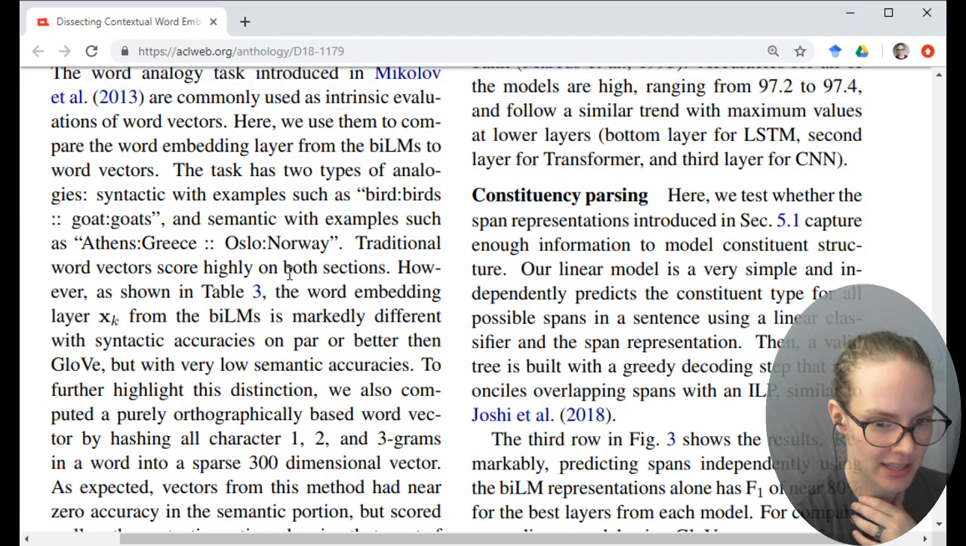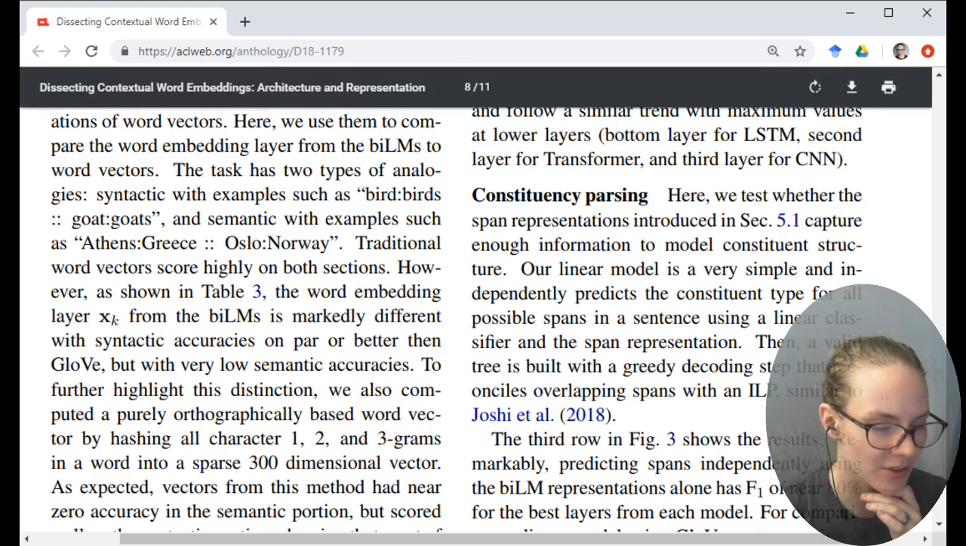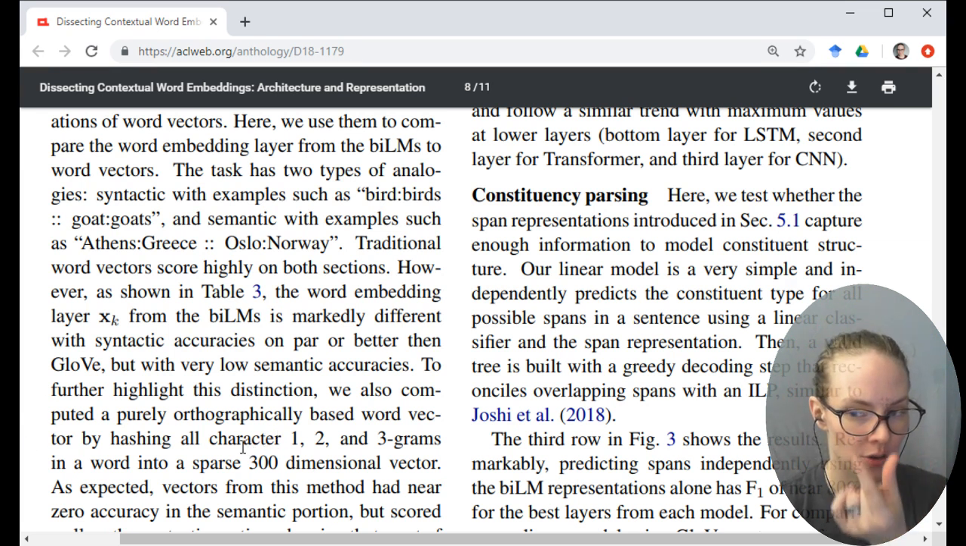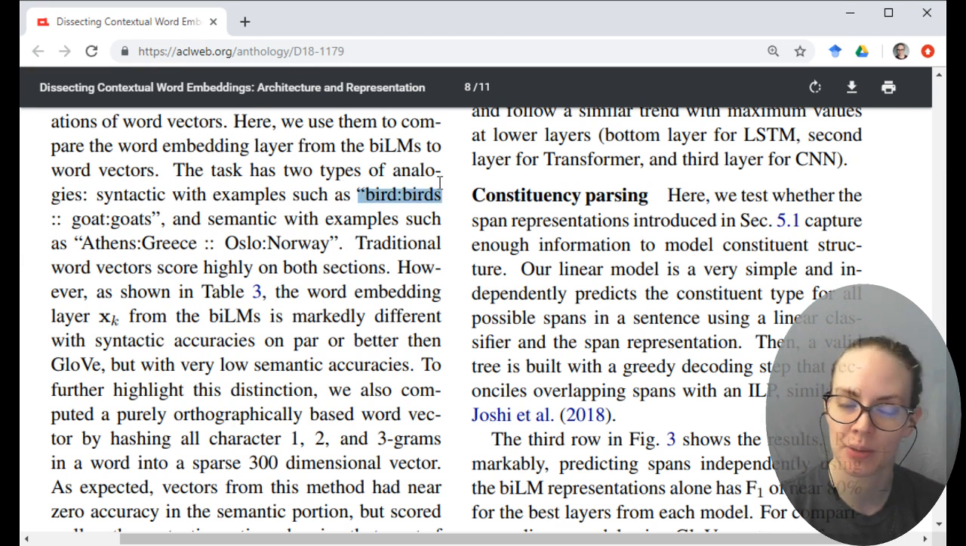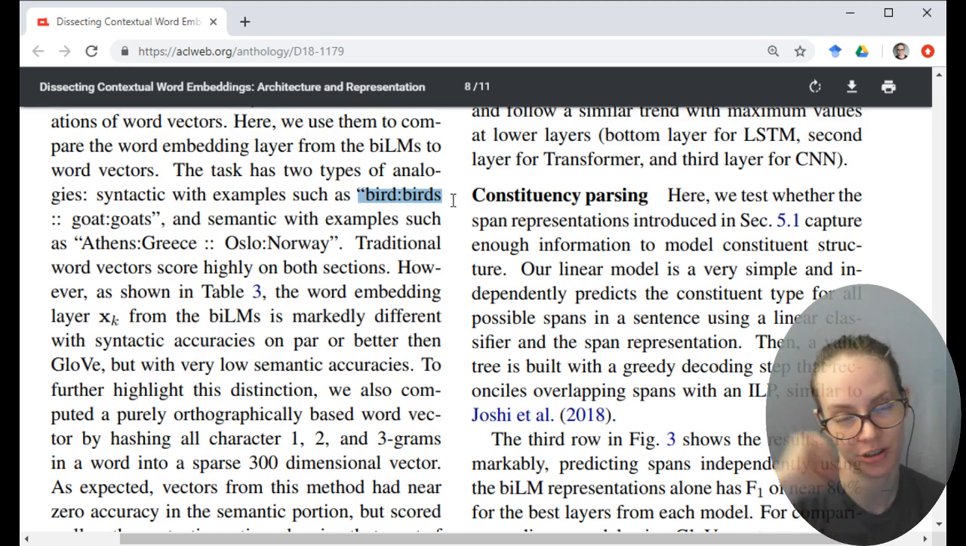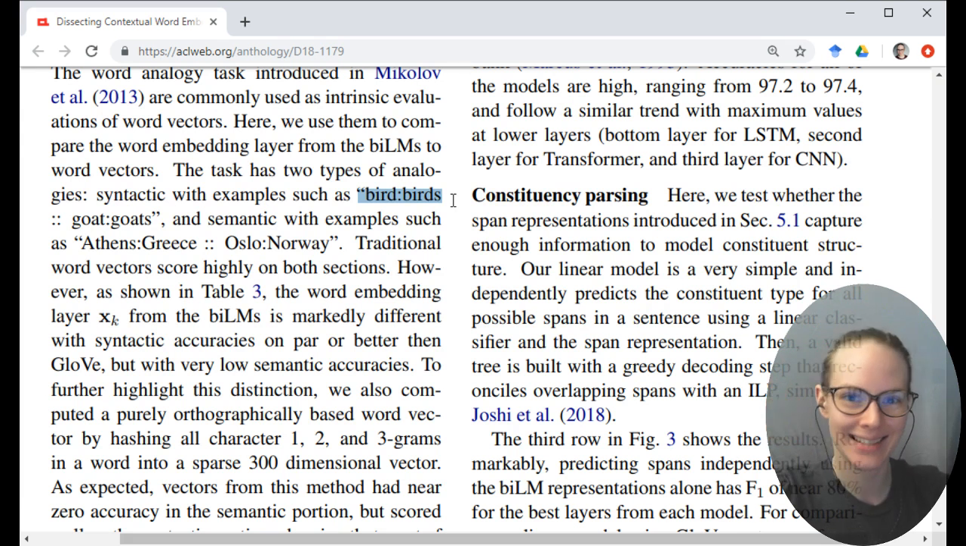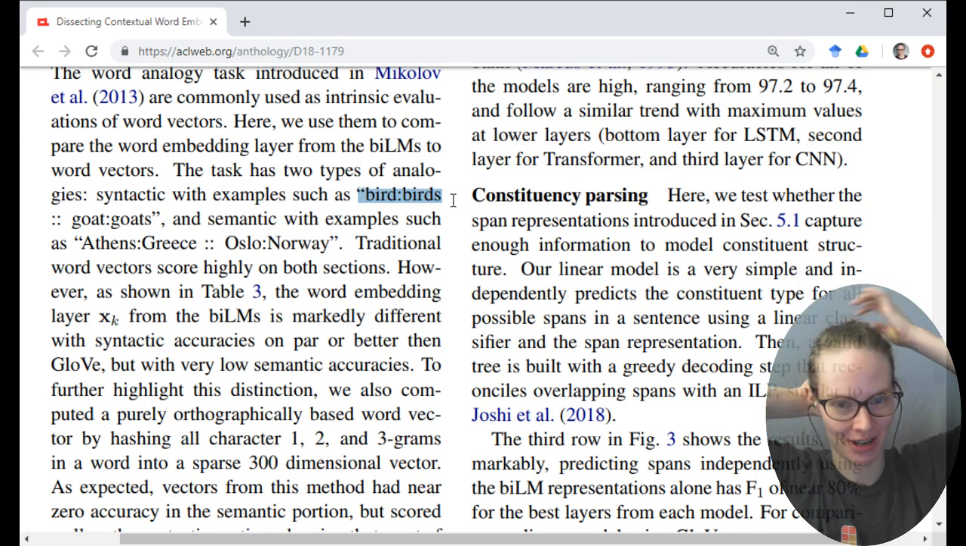Oh, so this is where we're going to talk about the morphology. To further highlight this distinction, we also computed a purely orthographically based word vector by hashing all character 1, 2, and 3 grams. So 1, 2, and 3 characters. So we would expect a character-based approach to be really good at capturing morphology, because at least in English you tend to change very few characters in a word. You generally add some to make a morphological difference.